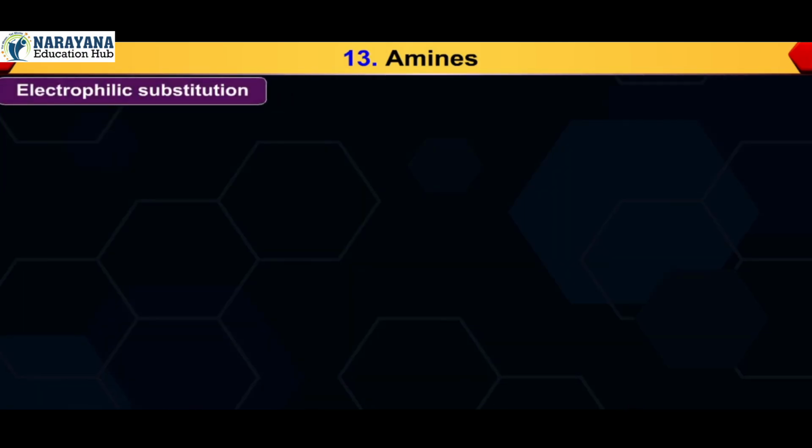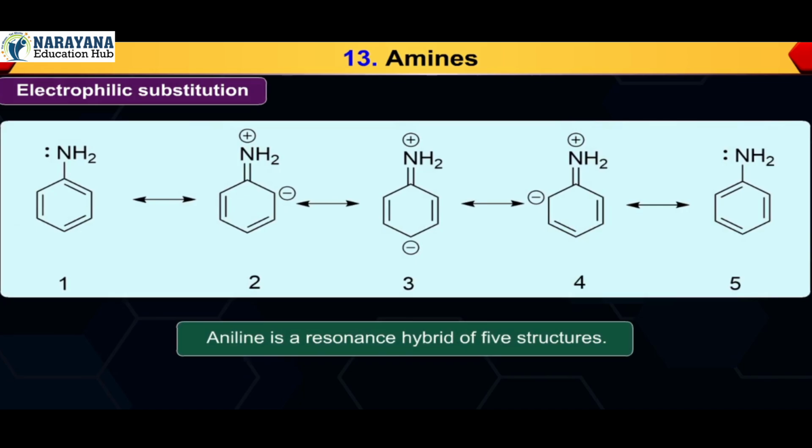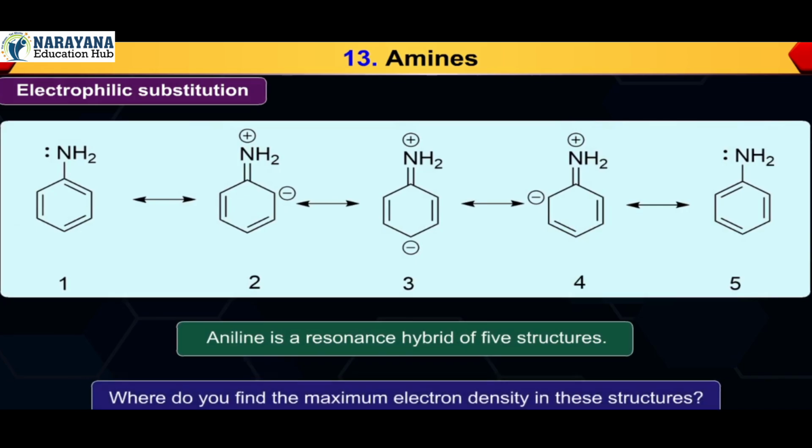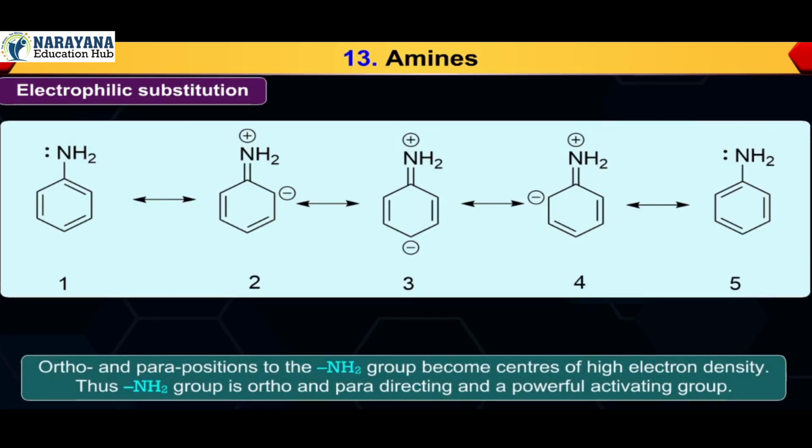Electrophilic substitution. Aniline is a resonance hybrid of 5 structures. Where do you find the maximum electron density in these structures? Ortho and para positions to the NH2 group become centers of high electron density. Thus, the NH2 group is ortho and para directing and a powerful activating group.